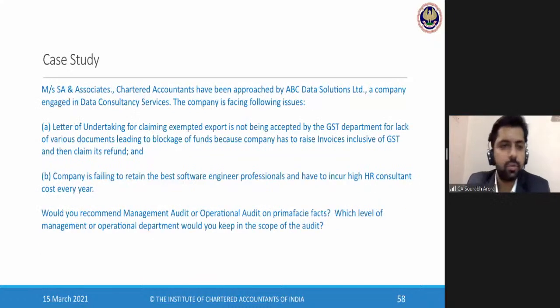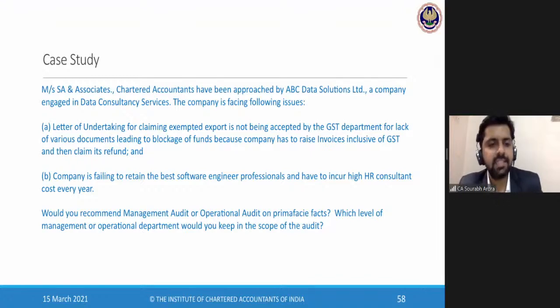Then we'll come to the second case study. Messrs. SA and Associates, Chartered Accountants, have been approached by ABC Data Solutions Limited, a company engaged in data consultancy services. The company is facing the following problems. First, the letter of undertaking for claiming exempted export is not being accepted by the GST department for lack of various documents, leading to blockage of funds because the company has to raise invoices inclusive of GST and then claim its refund. So the company is facing cash problems because the department is sending them notices for the lack of various documents when they are applying for LUT.